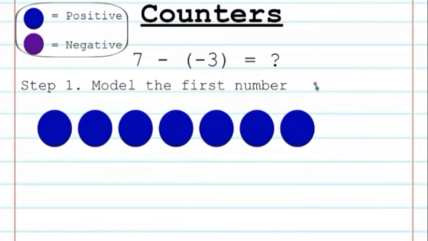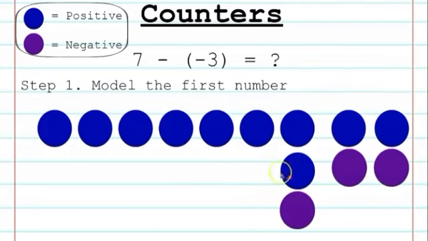Step 1. Model the first number. So this one's the equation 7 minus -3. Same problem as the last question. I only have positives. I have no negatives. So, to get to step 2, we're going to add 3 zero pairs. And I know I put this in a weird way by accident, but it's supposed to be like this.